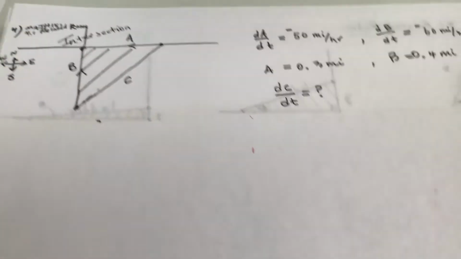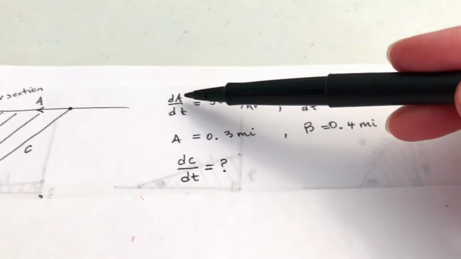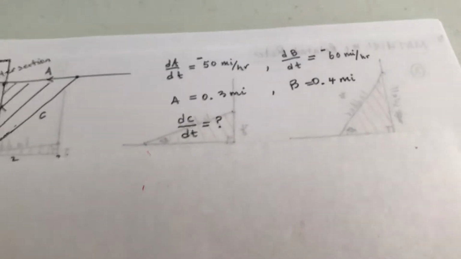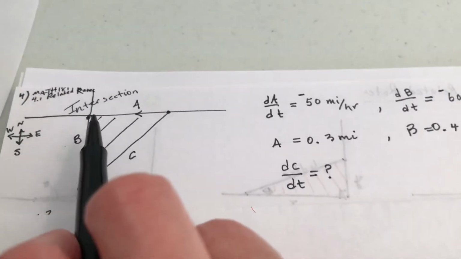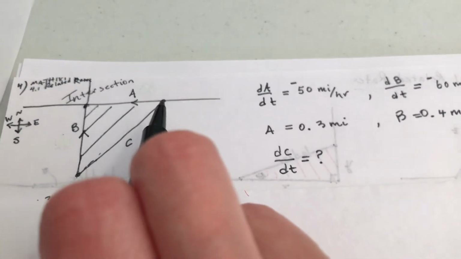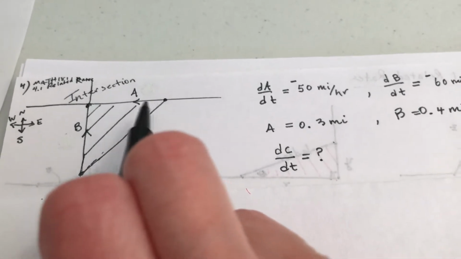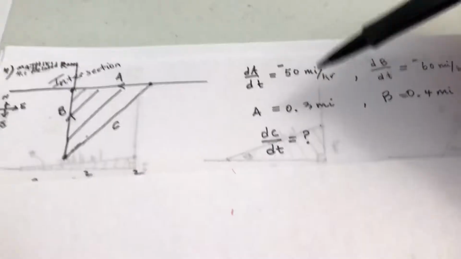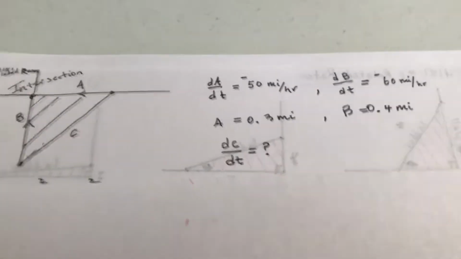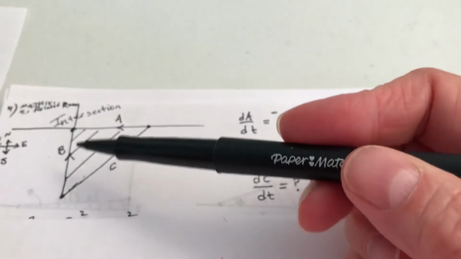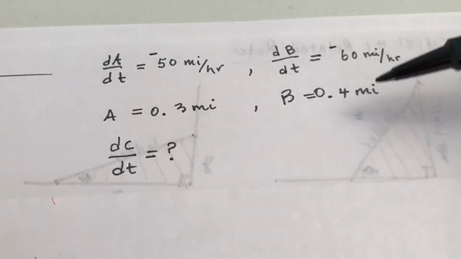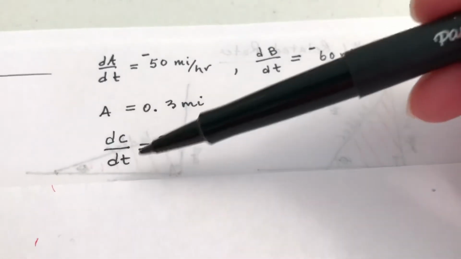And let's go over here and see what we're given. We are given the rate of change of A. Car A is going 50 miles per hour. Now, this sign stuff we have to sort out. Why negative? Let's say this is distance A. It's decreasing, right? As A goes here, the distance between the intersection and where A was is decreasing, and that's why it's negative. And also dB/dt, since that distance is decreasing, is negative 60 miles per hour. It was given that A is 0.3 miles, B is 0.4 miles, and dC/dt is what we're looking for.